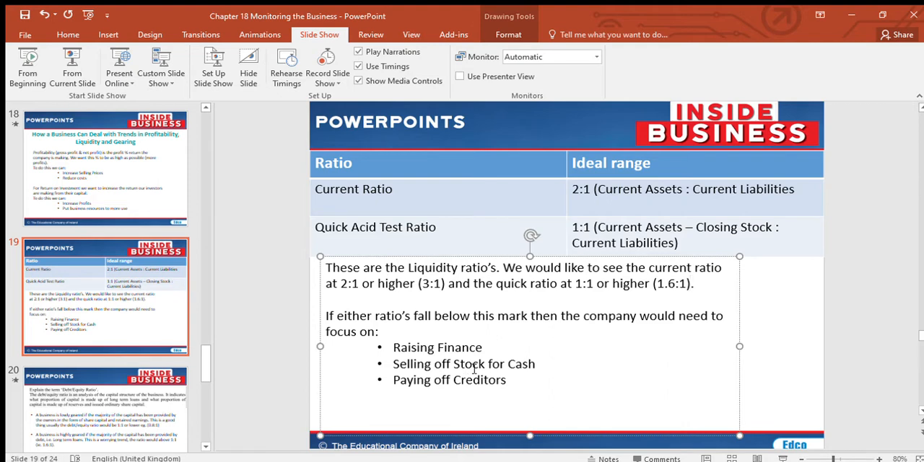Selling off stock for cash. For these ratios, what we're looking at is, if I sell something on credit to a debtor, I'm owed the money, but I don't currently have the money. So although my debtors are going up, I don't have the cash to spend, and that could be a problem down the line. I want cash. So if you're struggling here and your quick asset test ratio has gone down to 0.6:1, how would you improve it? Try to sell more of your stock now for cash.